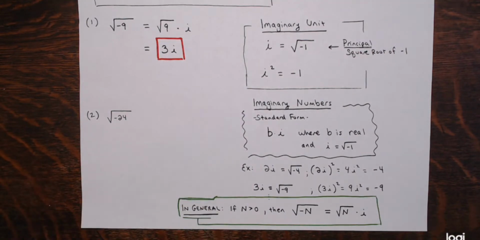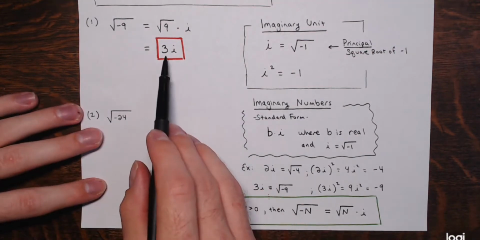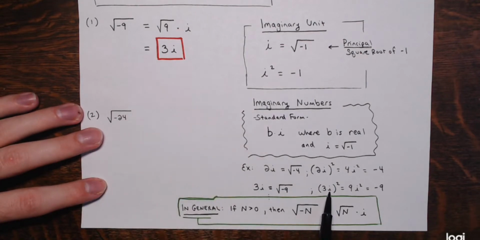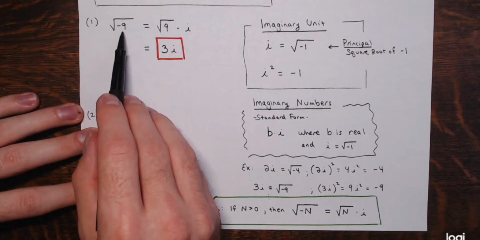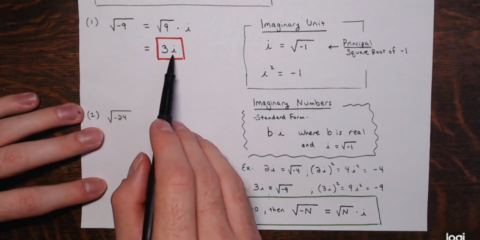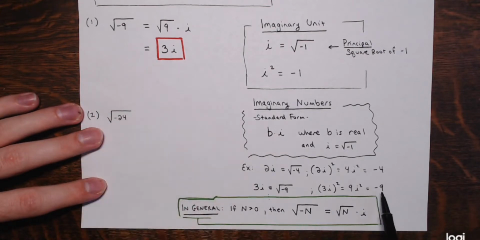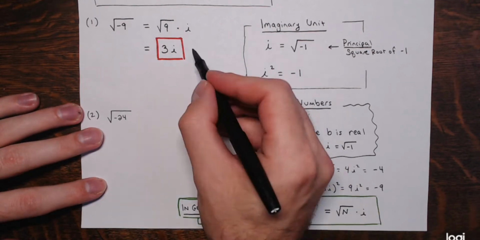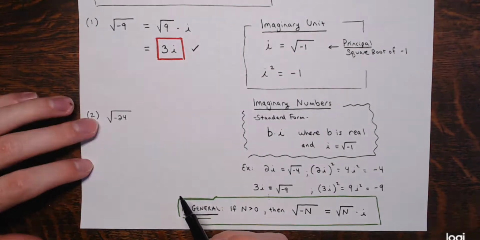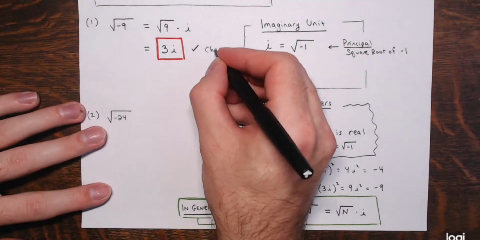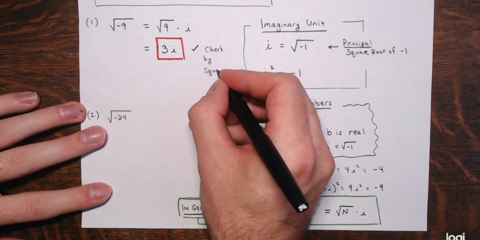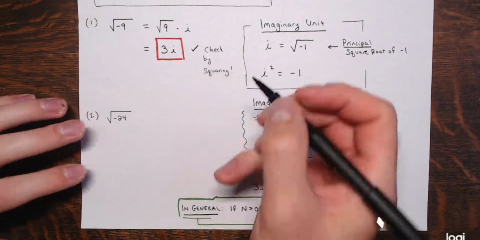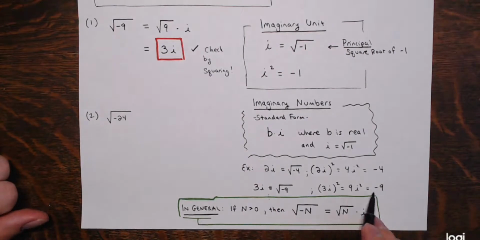And then how do you check this? Well, square it. If this truly is the principal square root of -9, then when you square it, you should end up with -9, which I showed down here. So again, check by squaring. I'll write that here. Check by squaring, which we already did here.